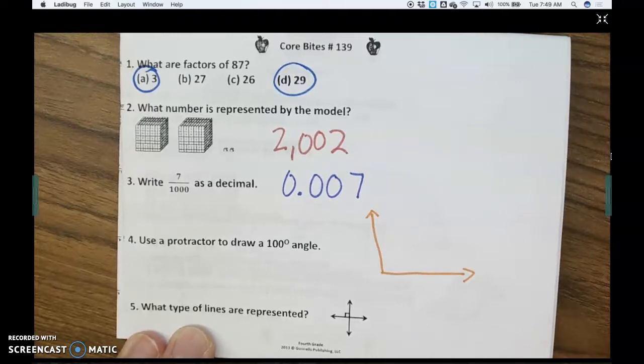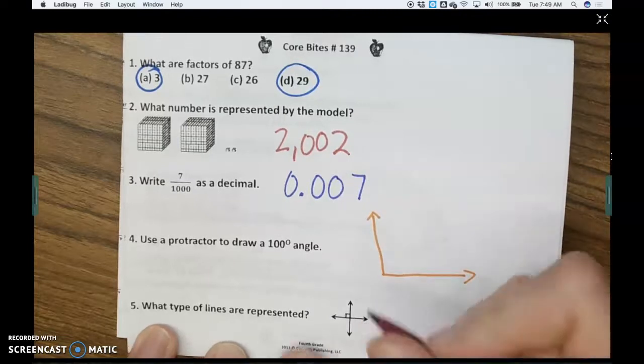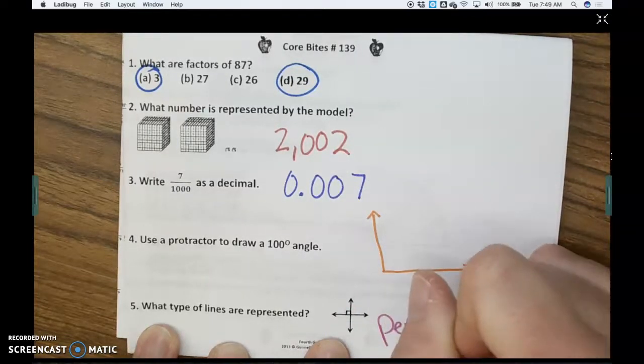And then for the last one, you do see a right angle. So what type of lines are represented? These would be perpendicular.